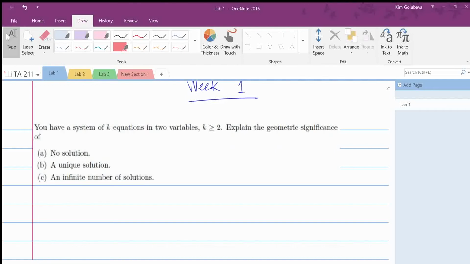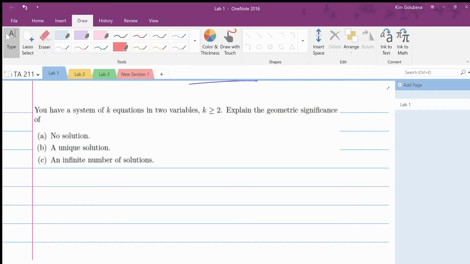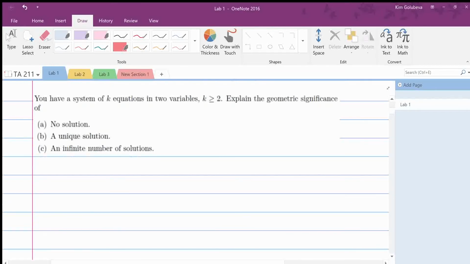With that said though, I hope that this video or this series of videos will be a helpful resource, especially if you get stuck on a particular question or you need to see somebody go through the steps of the question. So let's start with the first question here. It's asking us to explain the geometric significance of solving a system.